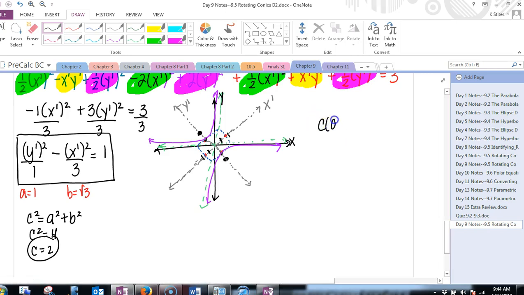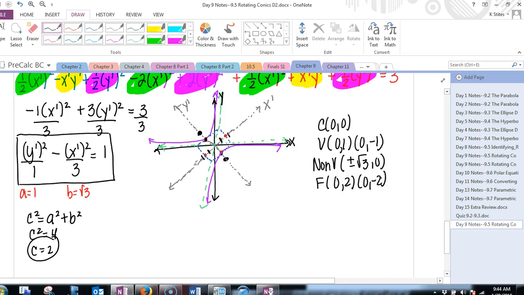Your center is at (0, 0). Your vertices are at (0, 1) and (0, -1). Again, this is on your y prime axis. Your co-vertices are at (root 3, 0) and (negative root 3, 0). Your foci were at (0, 2) and (0, -2).